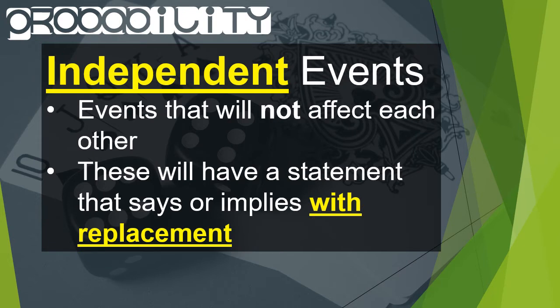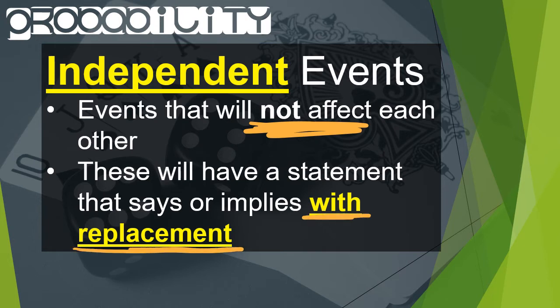But independent events are events that will not affect each other. These will have statements that say or imply "with replacement." To do round 2 of the game, we put everything back in to make sure the rounds don't affect each other. Another example is rolling dice and then using a spinner. Your dice have no effect on the spinner, so these are independent events.